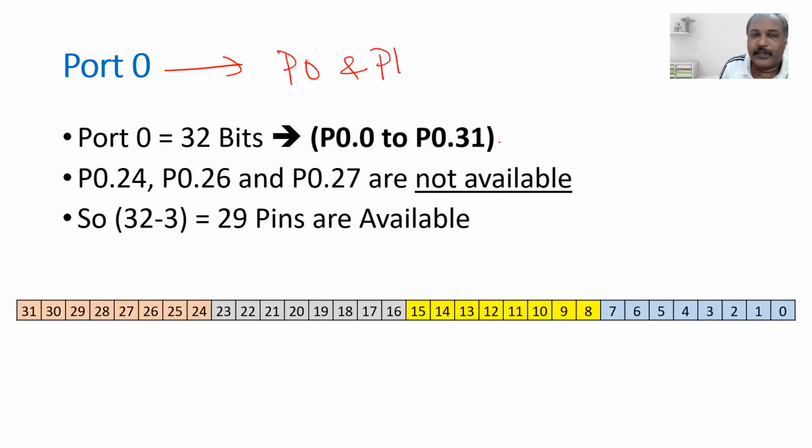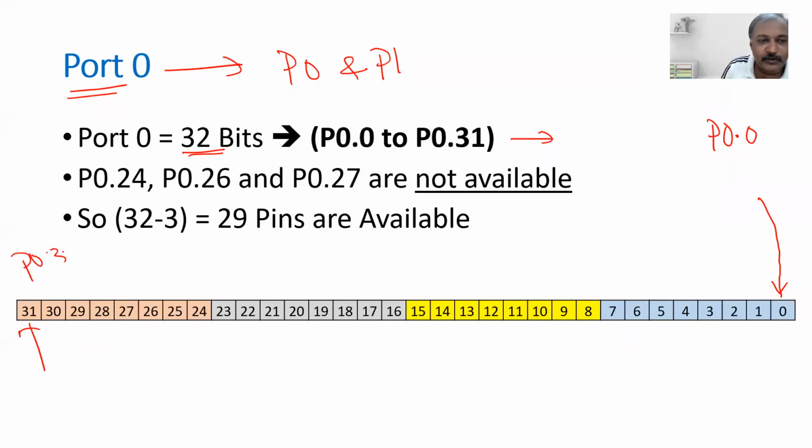Port 0 and port 1. In port 0, we have 32 bits, which is port 0.0 to 0.31. Any parallel port starts with 0. So it starts with port 0.0, that is the very first bit, and it ends at port 0.31, which is this bit. So you can assume port 0 as a 32-bit register. Of this 32-bit register, 3 pins are not available. What are the 3 pins which are not available? Port 0.24, this one is not available. Port 0.26, this one is not available. Port 0.27, this is also not available.